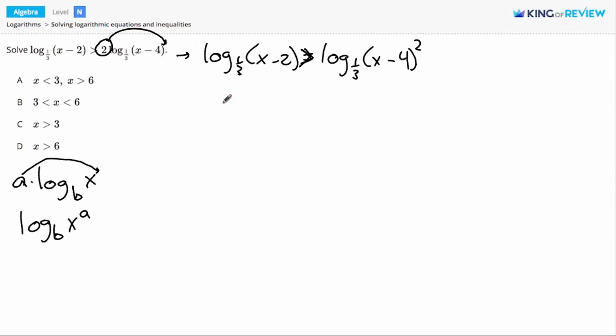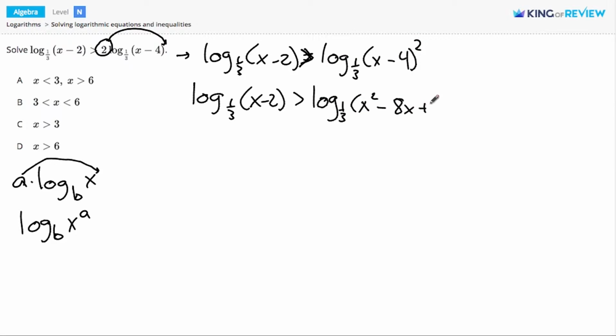Now let's expand out the right side. We have the log base 1/3 of x minus 2 is greater than the log base 1/3 of, if I distribute x minus 4 times another x minus 4, I get x squared minus 8x plus 16. I'd love to be able to get rid of these two logs since they have the same base, and we can easily do that by remembering that logs and exponents are inverses.